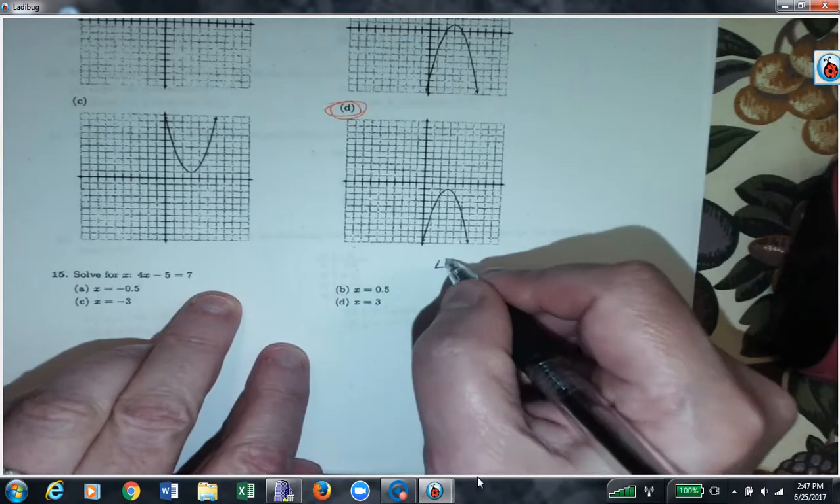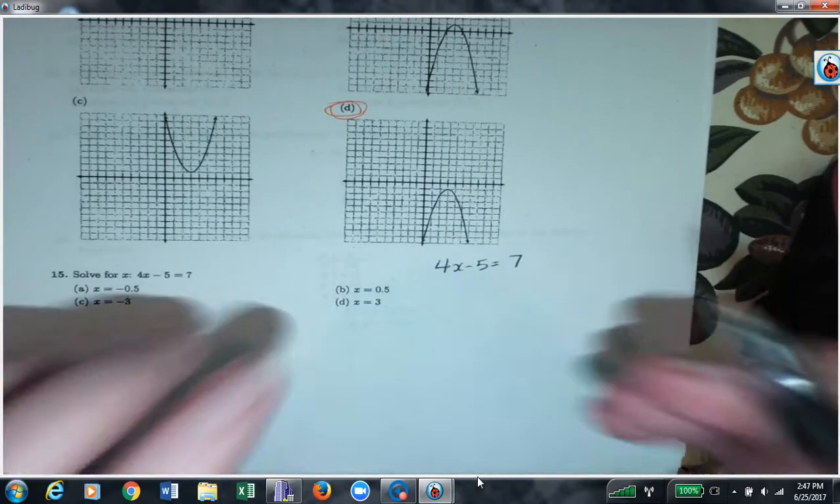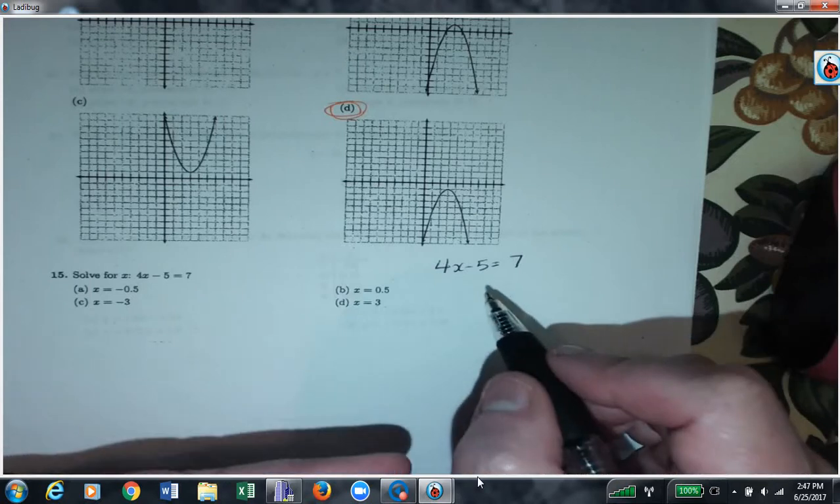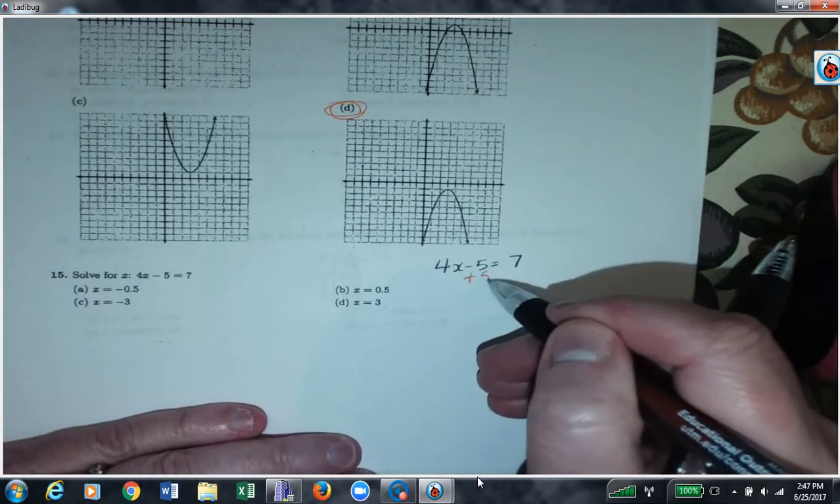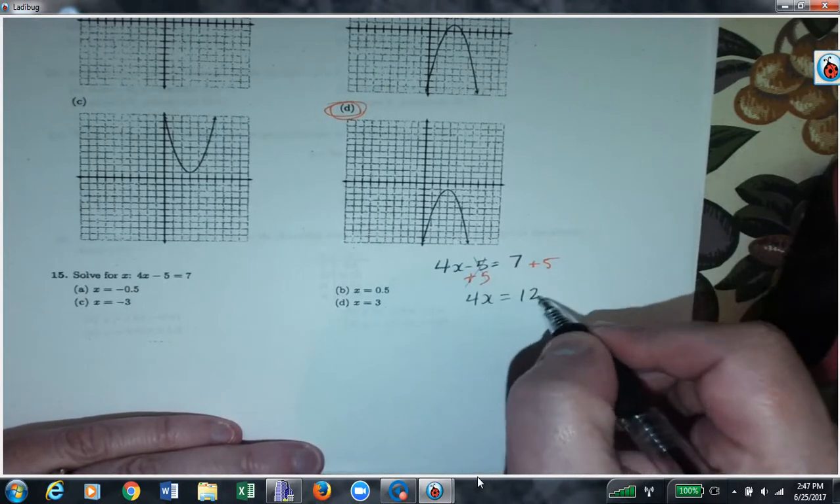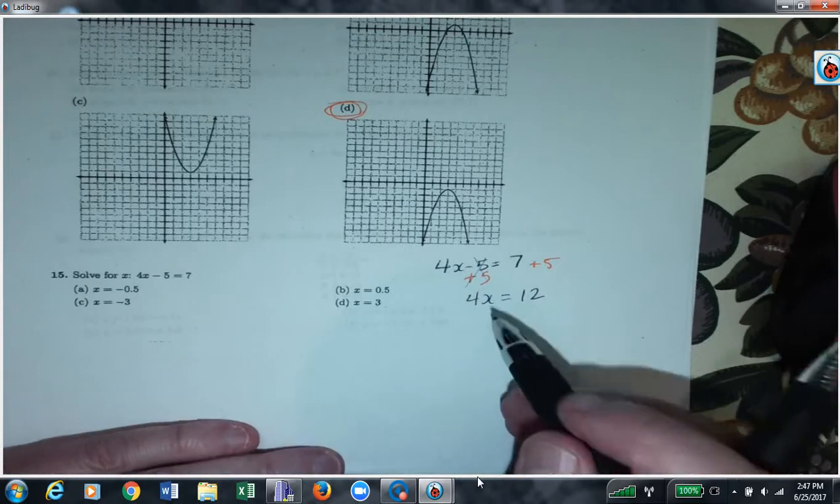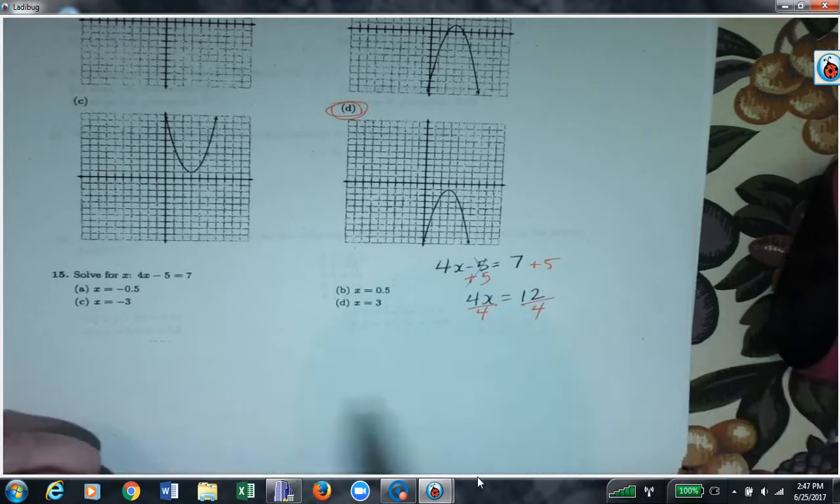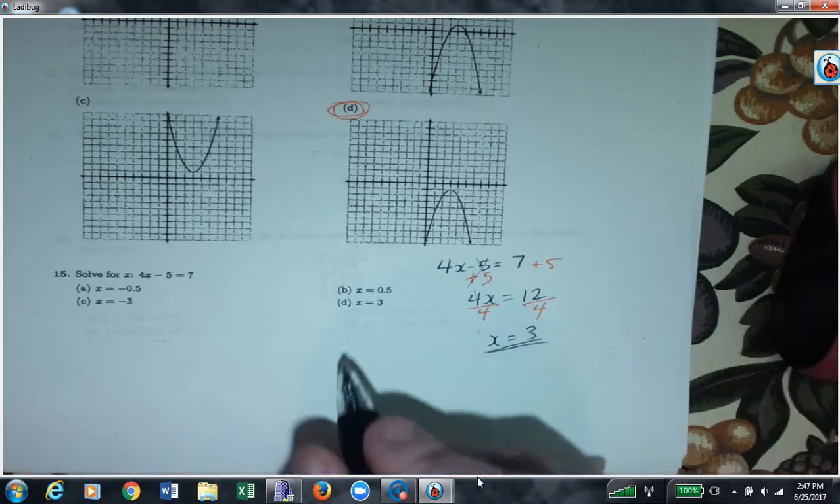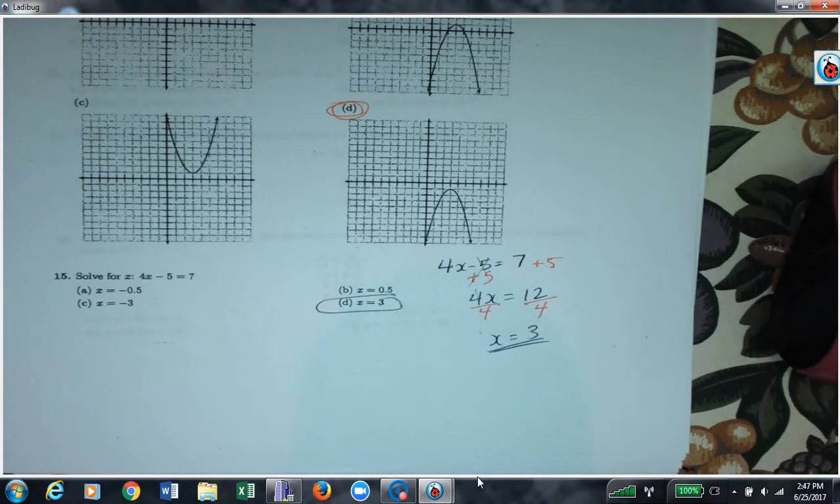Let's solve this for x. Okay, so I'll rewrite it out here. I need to solve for x. I need to get x by itself on one side of the equation. So I'm going to add 5 to both sides of the equation. So these will go away, and I have 12. Now to get x by itself, I need to divide both sides by 4, because then they will cancel and I have x is equal to 12/4, which is 3. So x is equal to 3. And so my solution to 15 is D.